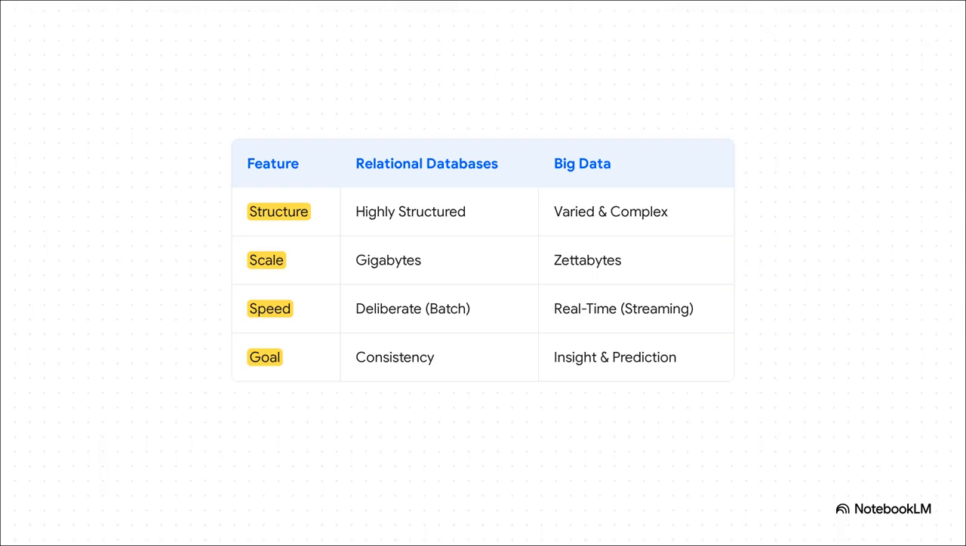Relational databases are all about structure, consistency, and organization, usually on a gigabyte scale. Big data is about finding insight and making predictions from varied, real-time zettabyte-scale information. It really is the filing cabinet versus the flood, and each one has its own very important purpose.